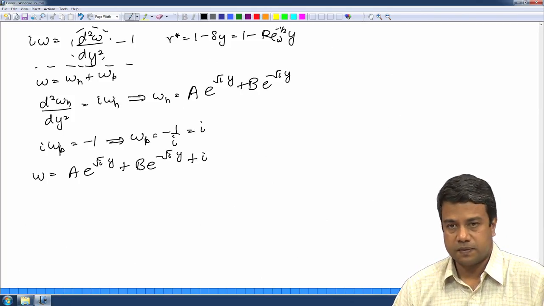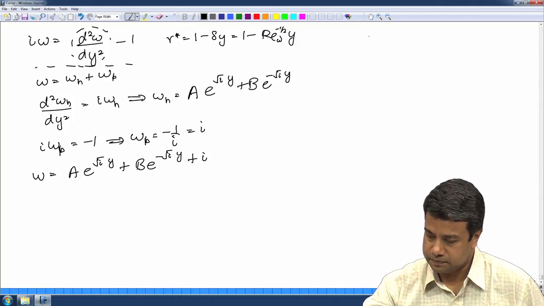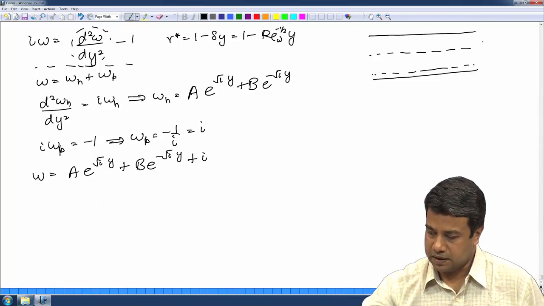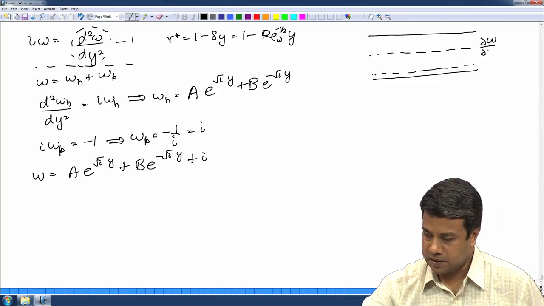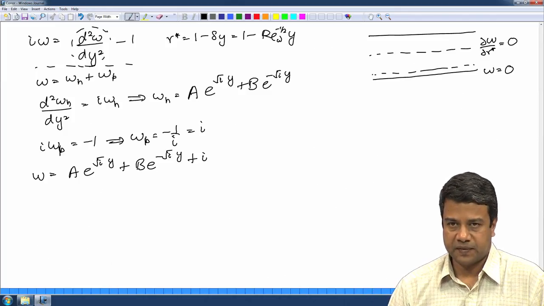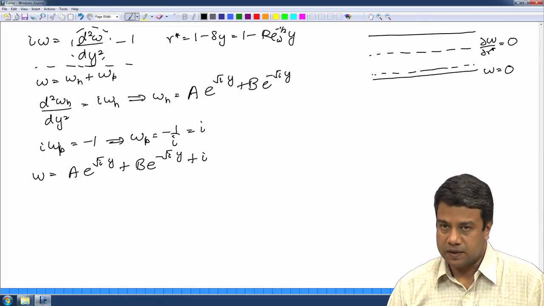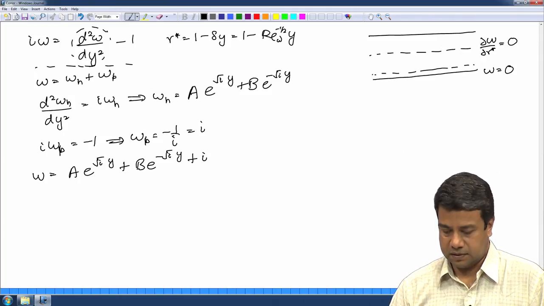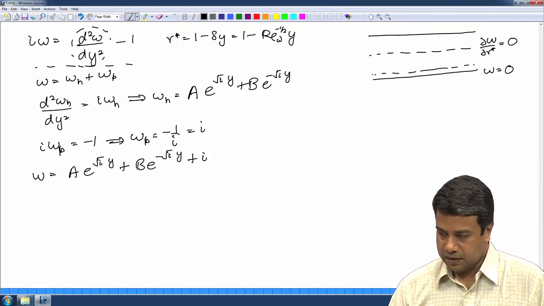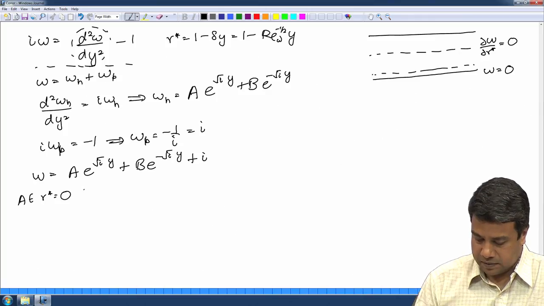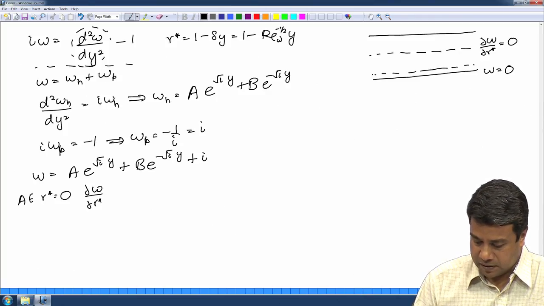How do we find the constants? We have to enforce the boundary conditions. The boundary conditions were that partial w by partial r star is equal to 0 at the center and w is equal to 0 at the wall. Now, by this rescaling that I have done, I do have constants of integration which can be used in order to enforce the boundary condition. So, the boundary condition is that at r star is equal to 0, partial w by partial r star is equal to 0.